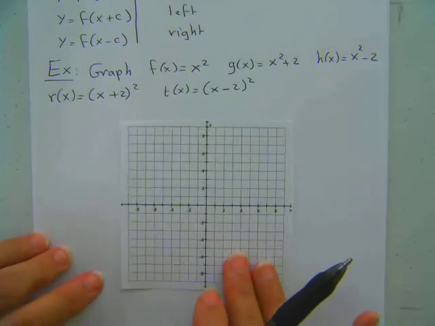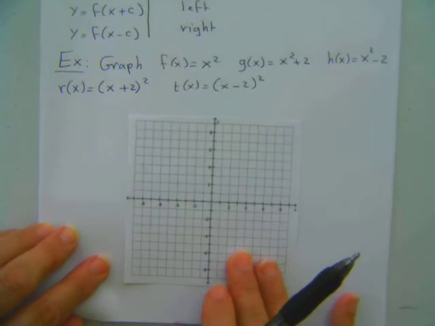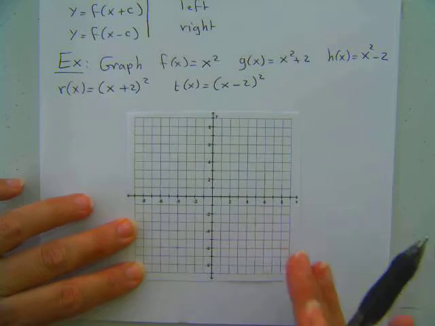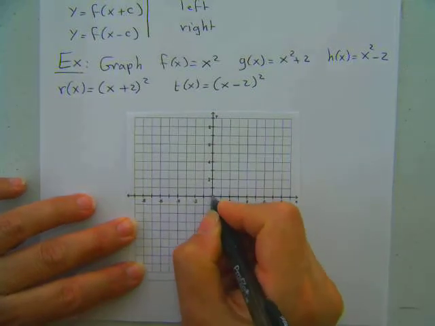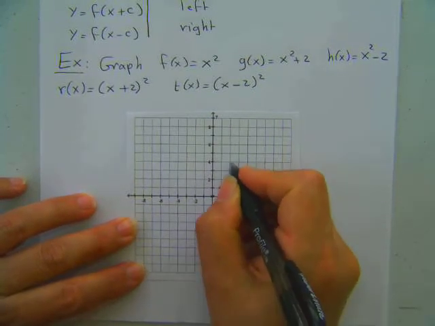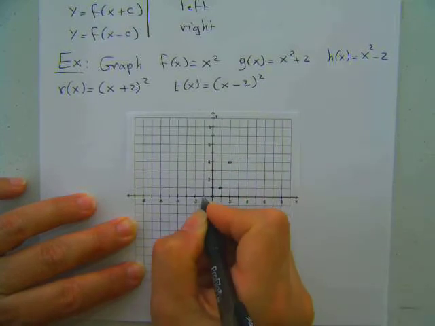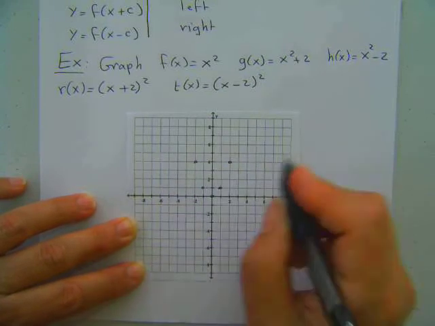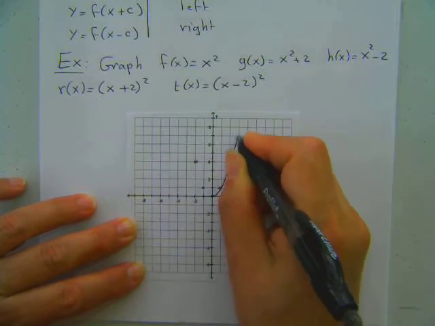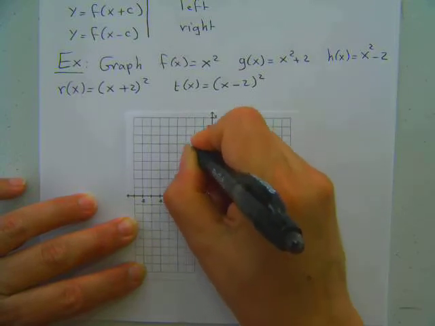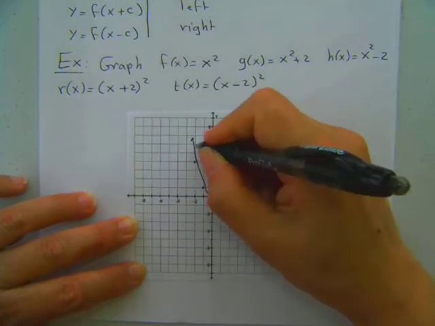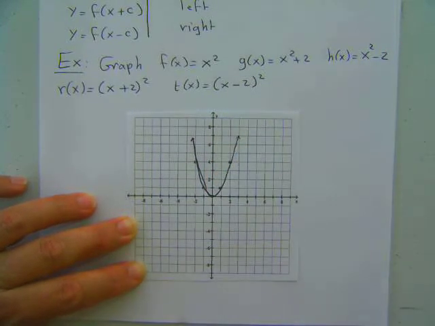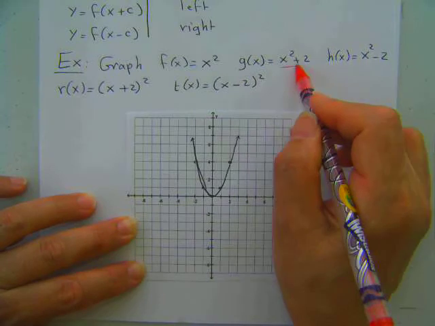Alrighty. So let's graph the first one. Again, we know 0, 0, 1, 1, 2, 4, 0, 0, negative 1, 1, negative 2, 4. So I'm going to do this in black. Oopsie daisy. Okay, now let's do this g with this color.